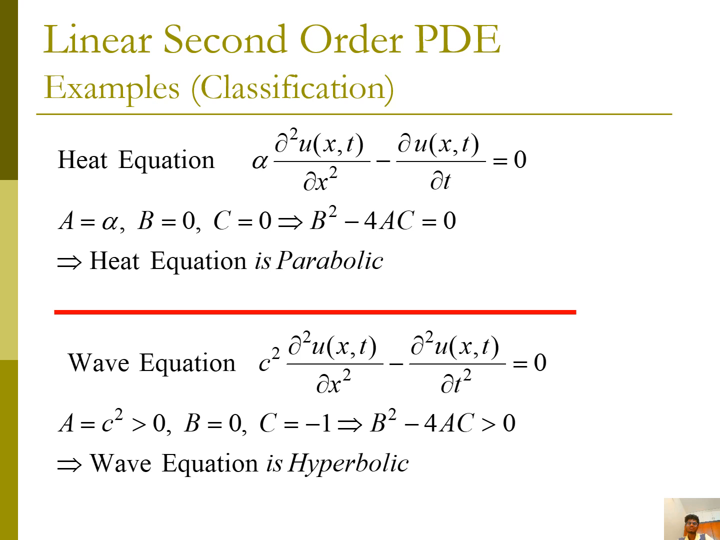Linear second order partial differential examples. Classification: Heat equation: alpha ∂²u(x,t)/∂x² - ∂u(x,t)/∂t = 0. A is equal to alpha, B is equal to 0, C is equal to 0, B² - 4AC is equal to 0. The given heat equation is parabolic. The wave equation, where A is equal to c² greater than 0, B is equal to 0, C is equal to -1, B² - 4AC is greater than 0. So the given wave equation is hyperbolic.